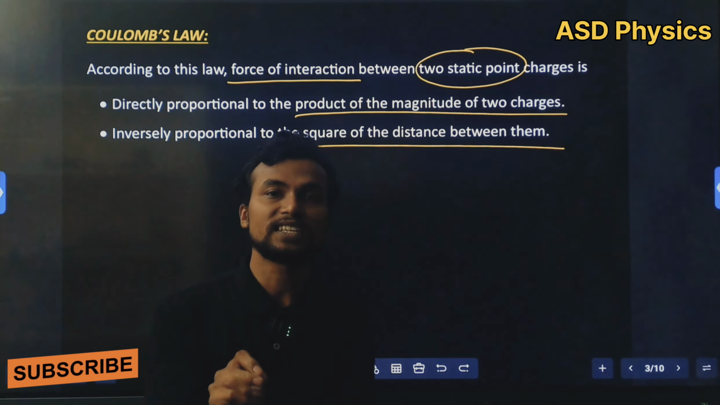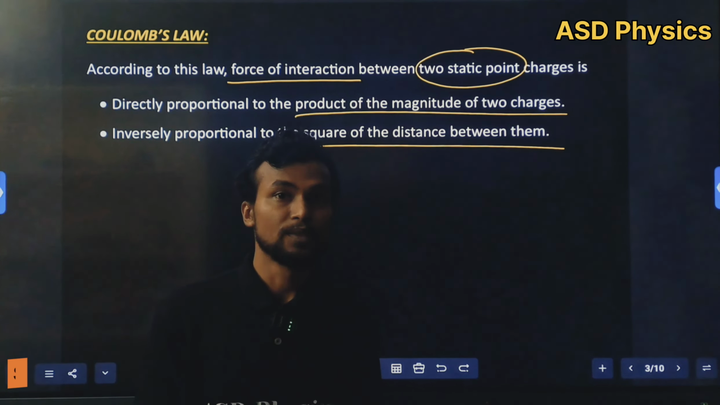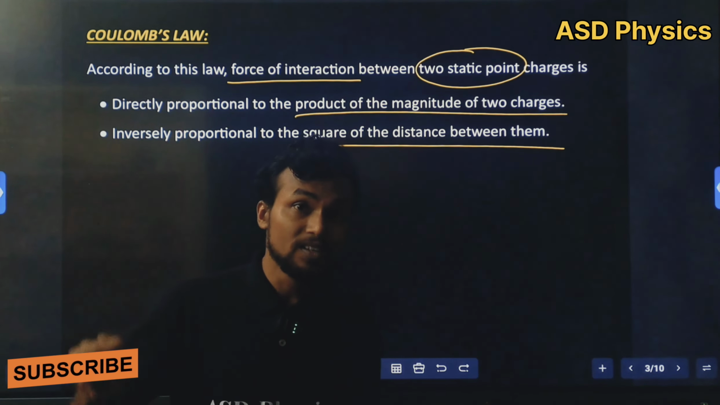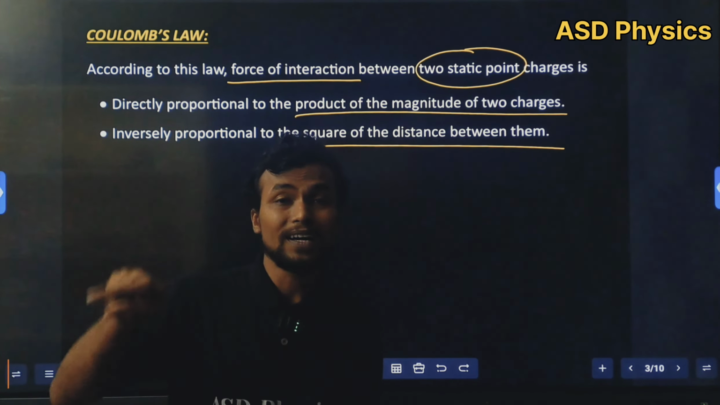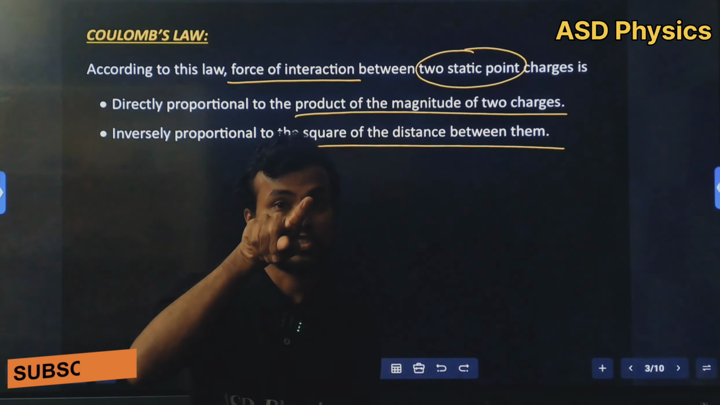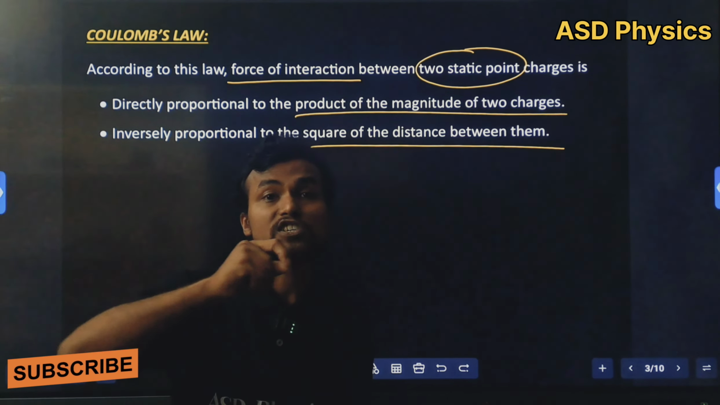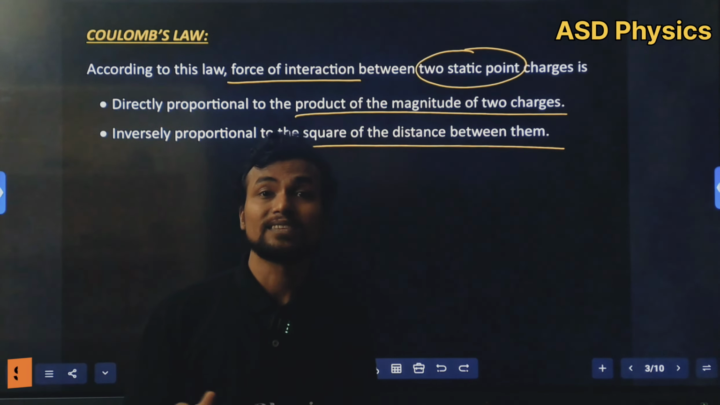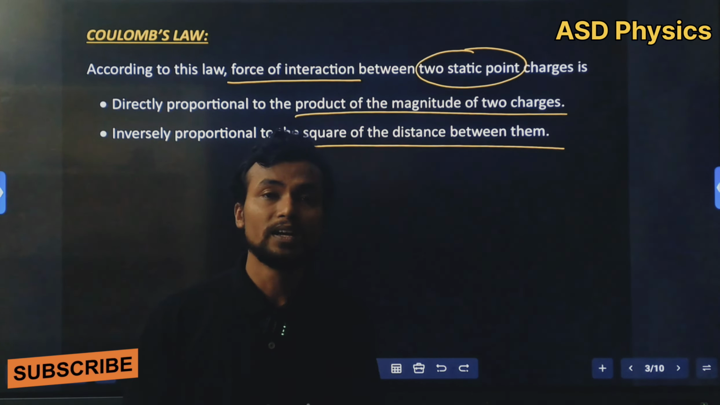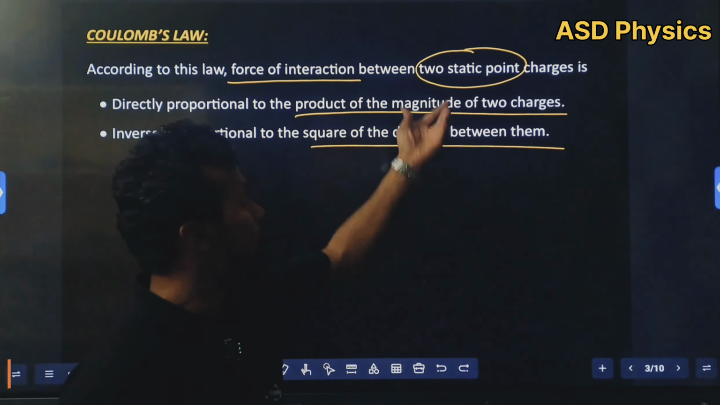If both the charges are static, the force will be constant. But if one charge is in motion, then in a circular path the magnitude of the force will be constant. But if the charged particle is moving in a straight line from one place to another, then the distance will change and the force will become variable. But as of now, we are going to learn for which charges?